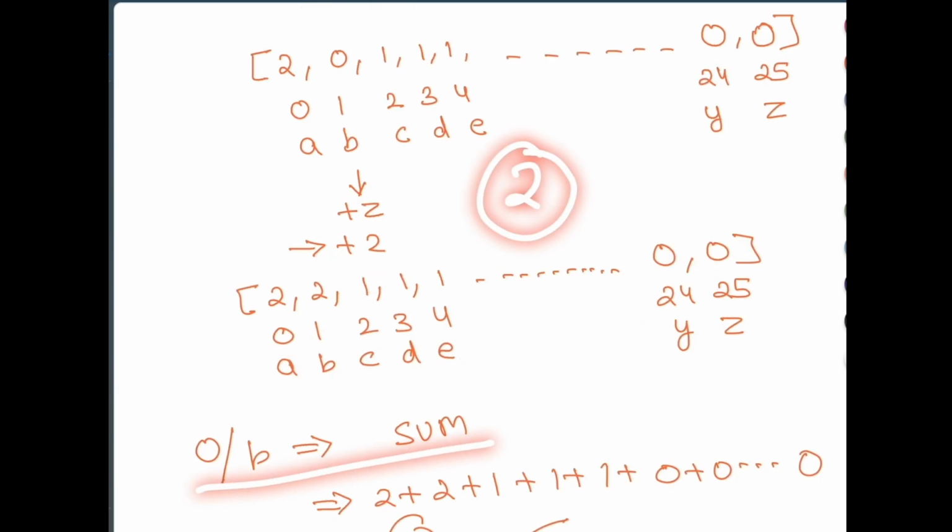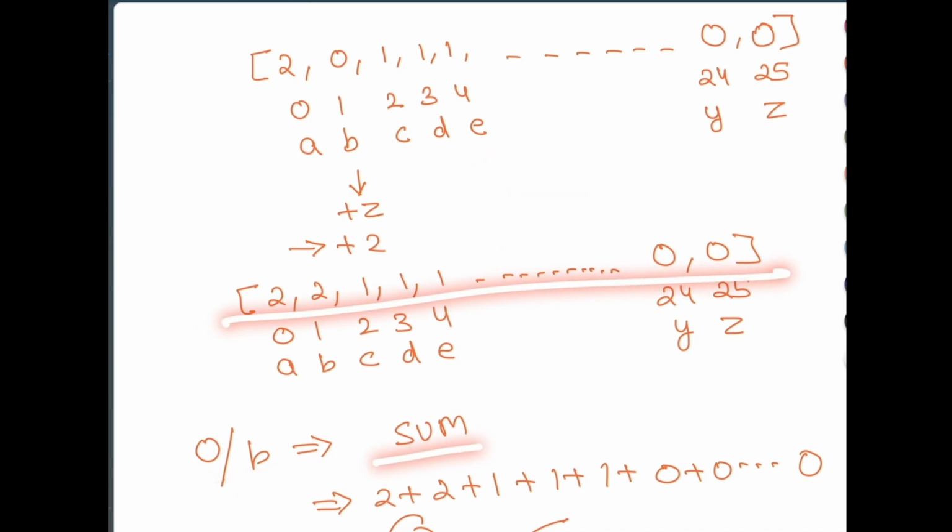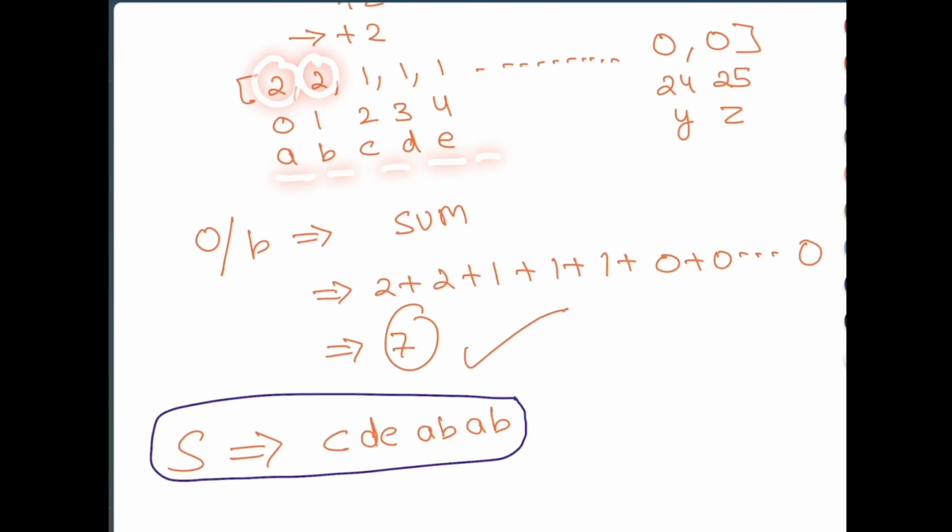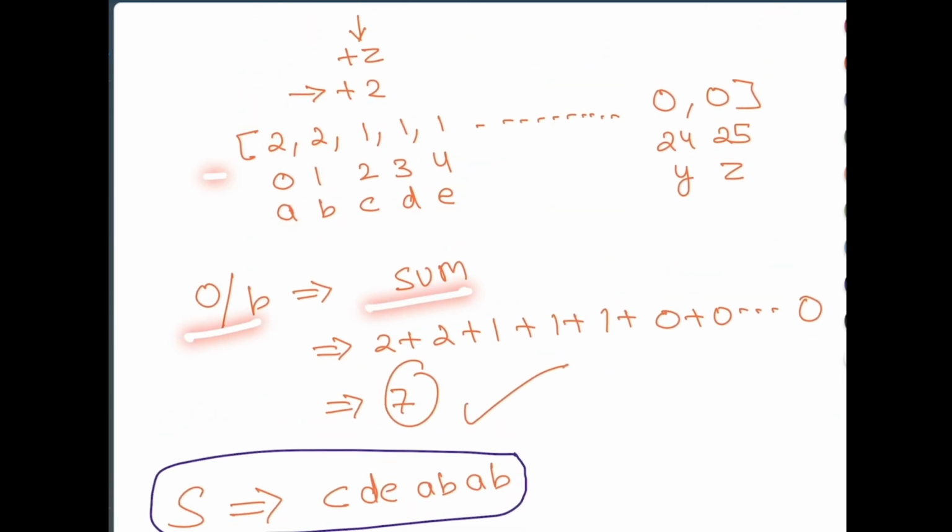So the output is going to be the sum of this array, because you need to output the length of your data, right? The length of your final transformed string. So you just need to sum your array, and this is going to be the output, because these numbers are representing the count of each character in your transformed string. So the output is going to be the sum of your array, which is 2 plus 2 plus 1 plus 1 plus 1 plus 0, 0, 0. So the output is 7, and that's the correct answer for this particular problem.